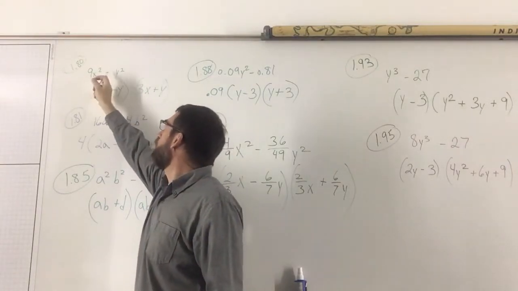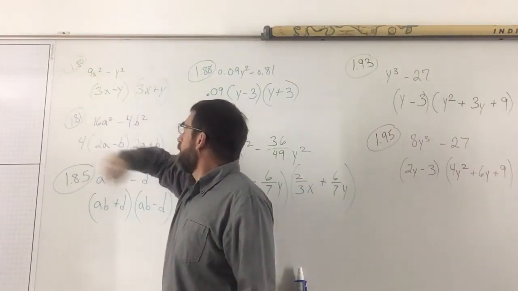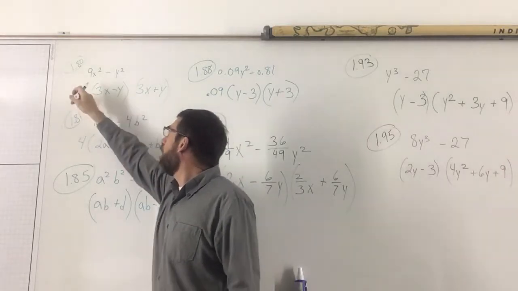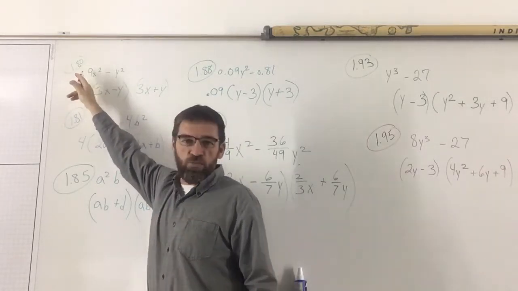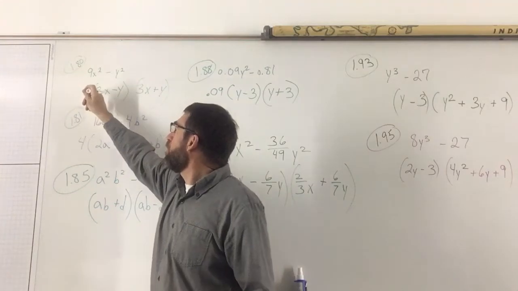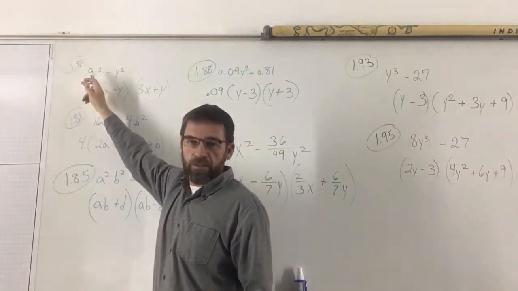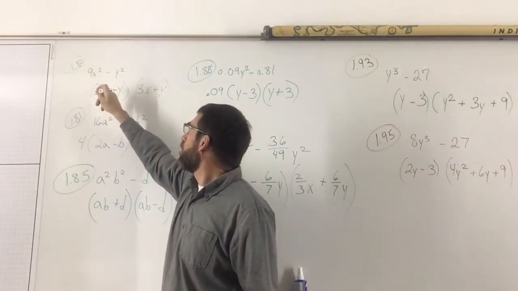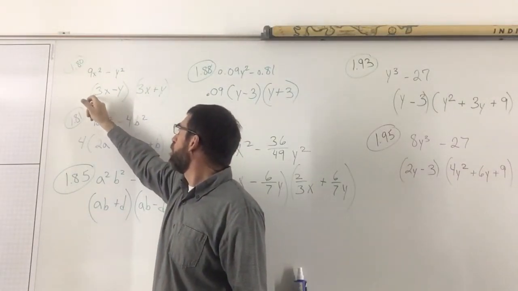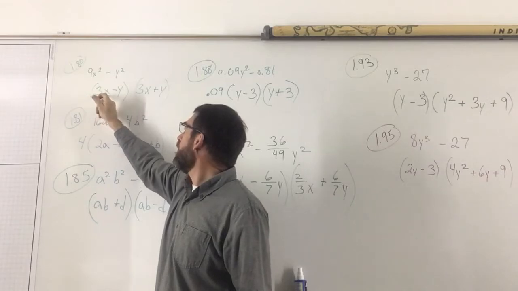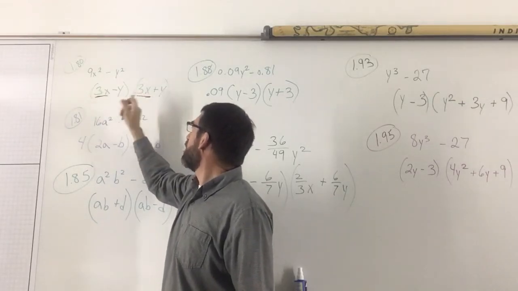It's 9x squared negative y squared. And how I worked that is I got the square root of 9, which is 3. So instead of x squared, I only made it x. Instead of y squared, I only made y. So I put the 3x in both sides there.